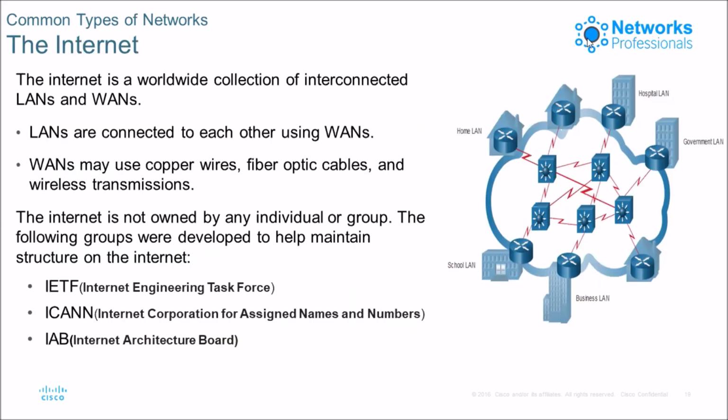The internet. The internet is a worldwide collection of interconnected LANs and WANs. The internet is a worldwide collection of interconnected networks, or internetworks, also known as the internet for short. The figure shows one way to view the internet as a collection of interconnected LANs and WANs.